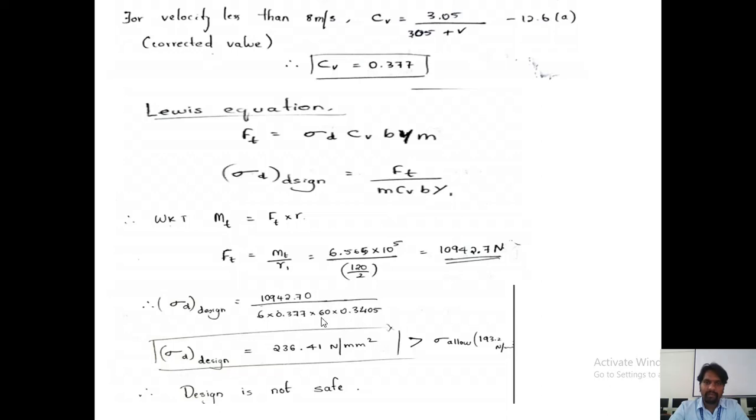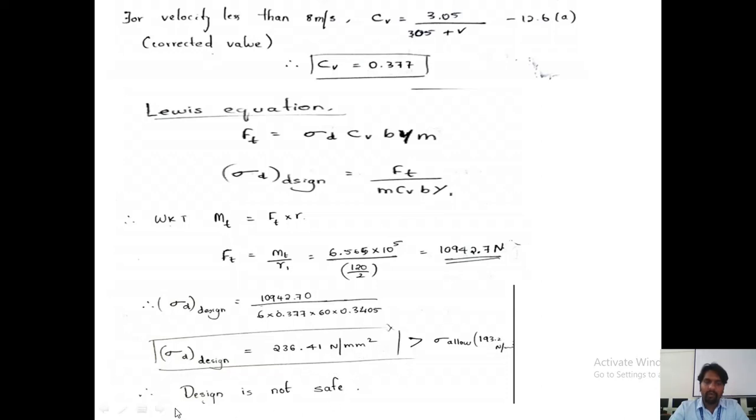is k times m, 60, and also we know the form factor. So the design stress will become 236.41 Newton per mm square, which is greater than sigma allowable. The sigma allowable, what you have assumed, is 193.2 Newton per mm square. So the design is not safe.